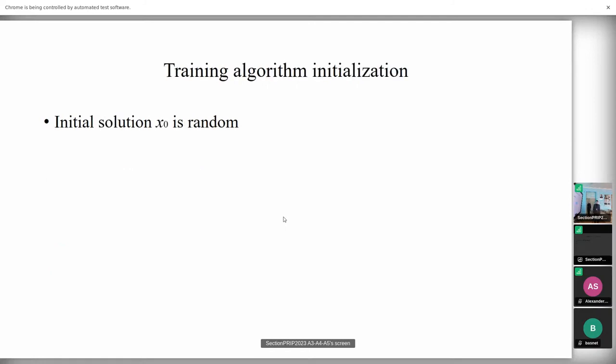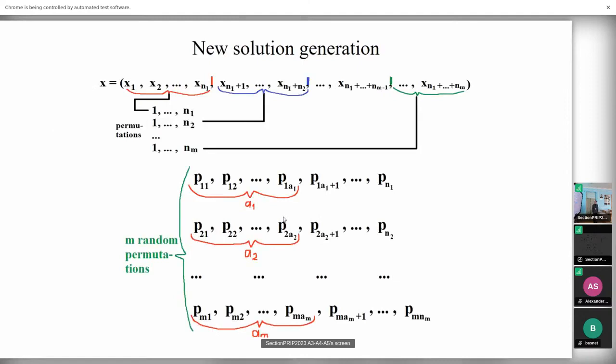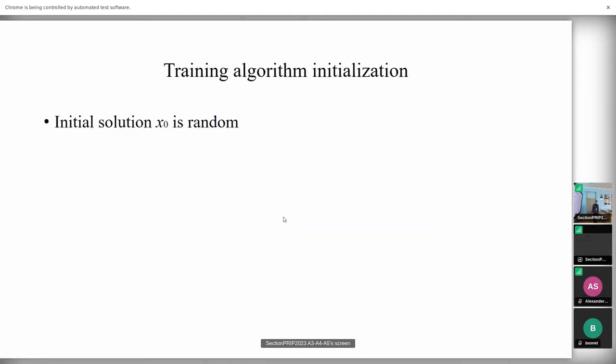Training algorithm initialization. You're too fast. My report is significantly shorter than the previous ones, so we have enough time for additional questions and something like that. So don't be worried about scheduling.